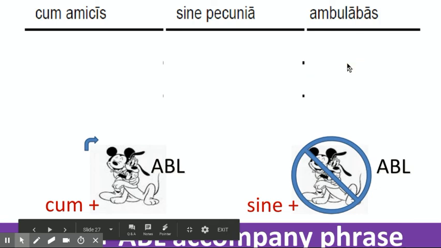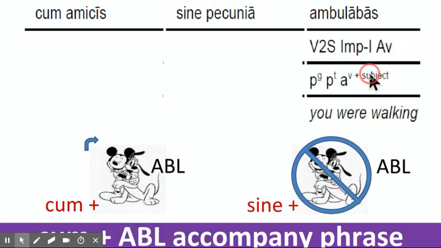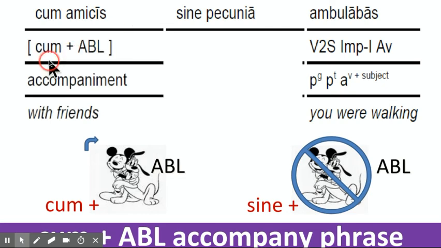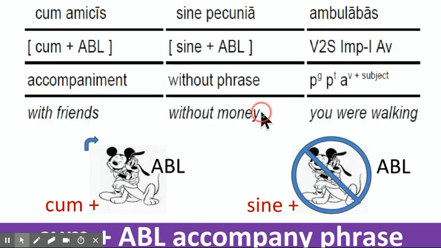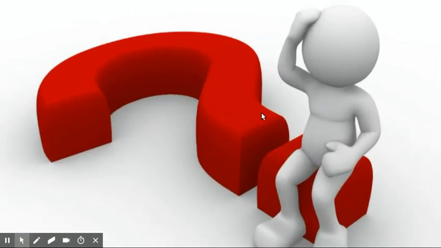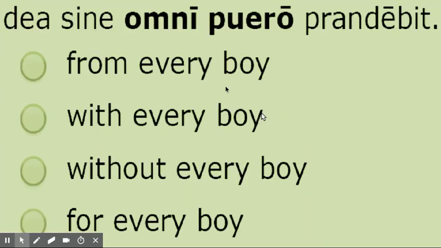So ambulabas, second singular imperfect, progressive past active. You were walking. Cum plus the ablative, like in Spanish, con. Cum plus the ablative, with friends. Sine plus the ablative, without phrase, without money. So if you need to review that, just review the video, pause it. So, the goddess omni puero, every boy it looks like, but sine with the ablative, without every boy.